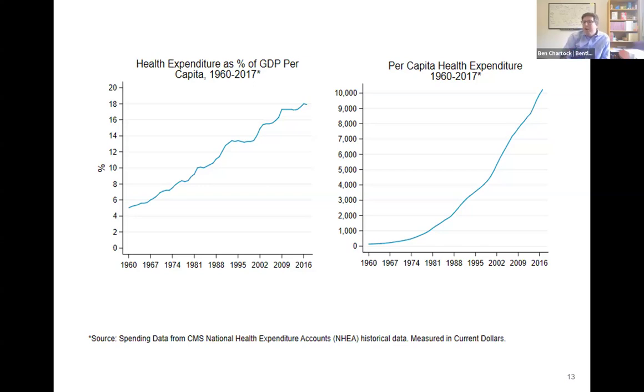So first of all, these graphs are upward sloping. Over time, both the percent of GDP and the per person spending on healthcare is rising. That's notable, and we would expect it to go up if quality was getting better, but maybe not by this much. And the second thing I really want to draw attention to is on the left-hand graph, it kind of looks like a staircase, right?